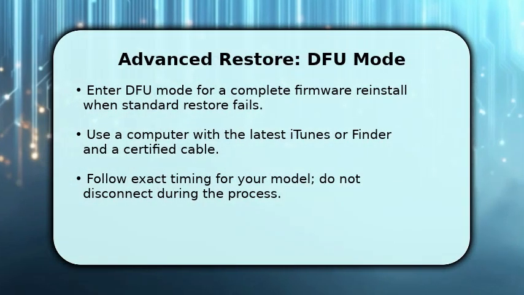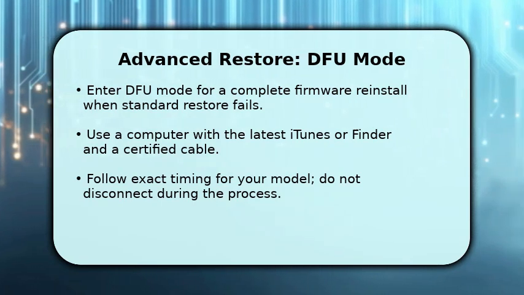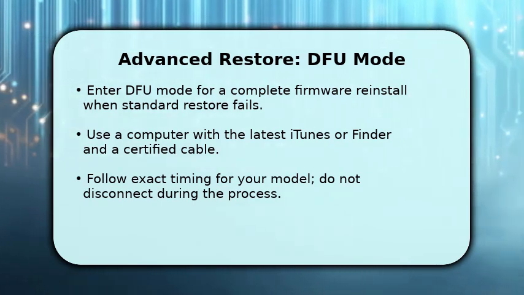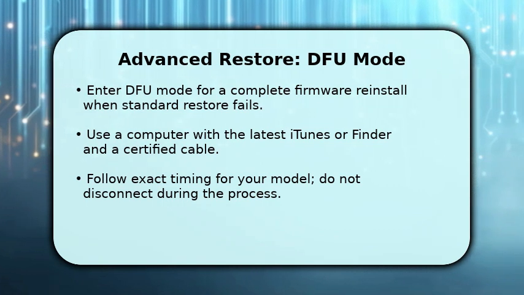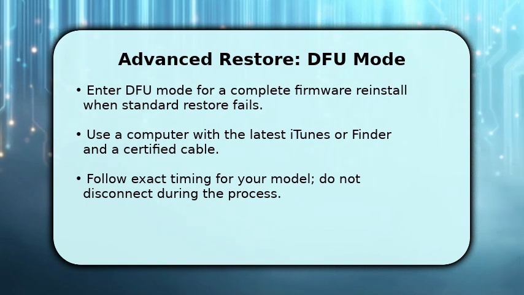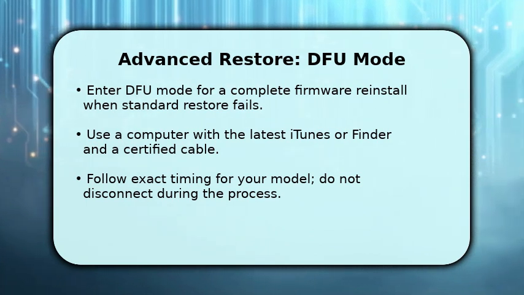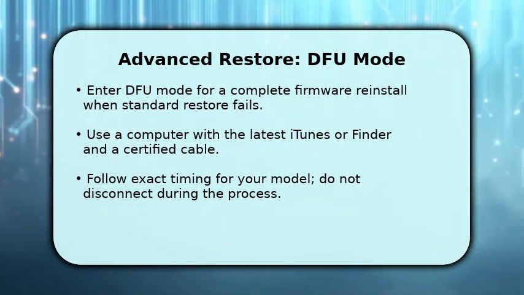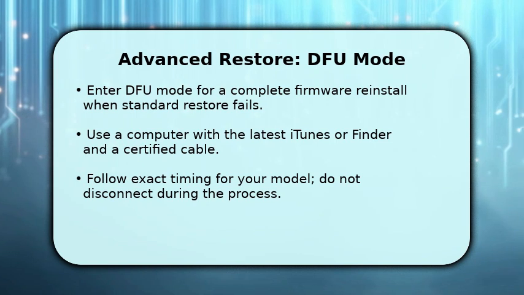Once the force restart didn't fix it, move into DFU mode because it reloads firmware and bootloader. This addresses persistent flicker caused by corrupted system software. Connect to a computer with iTunes or Finder updated, then follow the model-specific button timing to enter DFU. Hold sequences precisely, watch for a black screen with the computer detecting recovery.